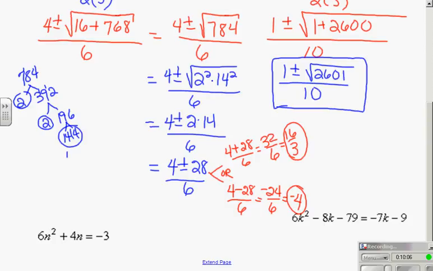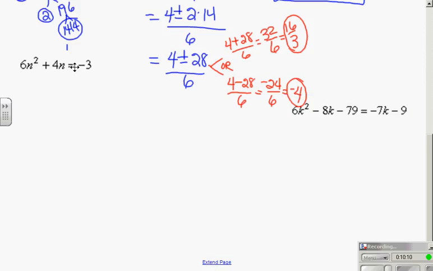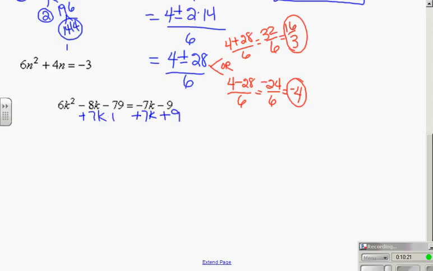Let's do one more example. We're going to do this one over here. You can do this one on your own if you want. Now, this is a big mess. So I'm going to add 7k to both sides, and I'm going to add 9 to both sides. This will give me 6k squared plus negative k minus 70 equals 0.